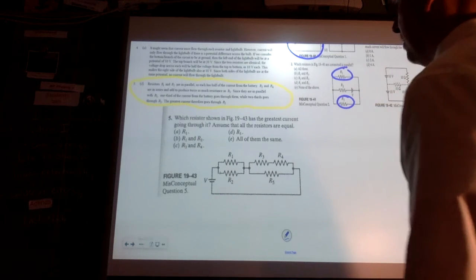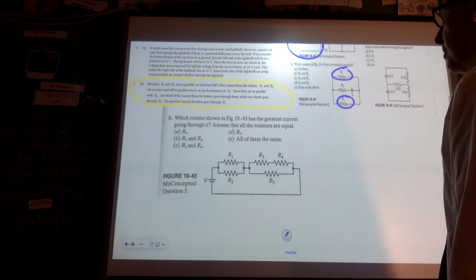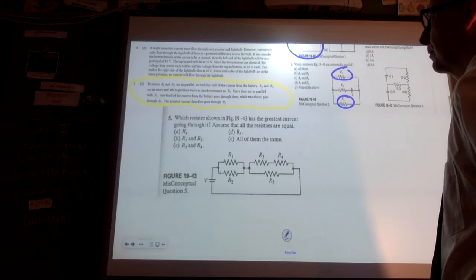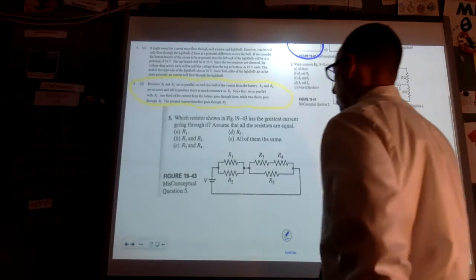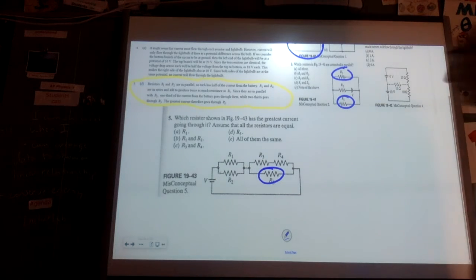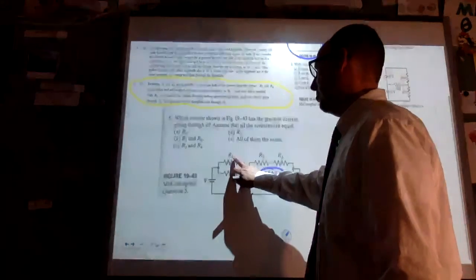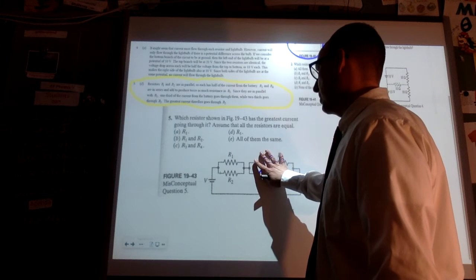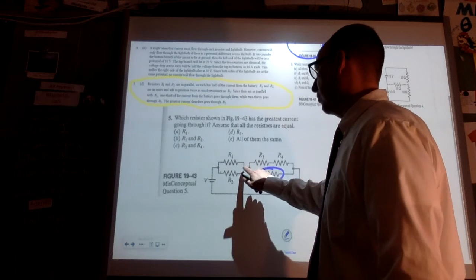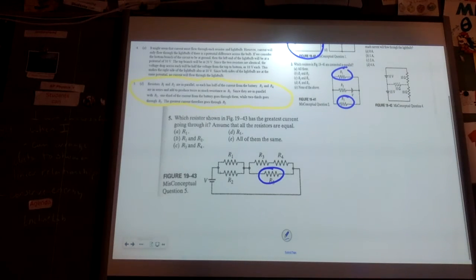Which resistor shown in 1943 has the greatest current going through it? Assume that all the resistors are equal. So R5 is going to have the biggest one. When we combine those, the total resistance of these two together is going to be less than the total resistance of those two, which means these three from here to here is going to be a bigger voltage drop than there to there, and this gets all of it. So R5 is going to have the biggest voltage drop, and V equals IR.